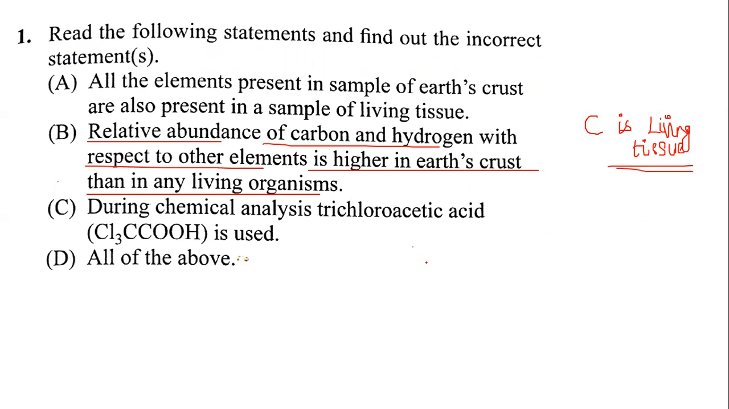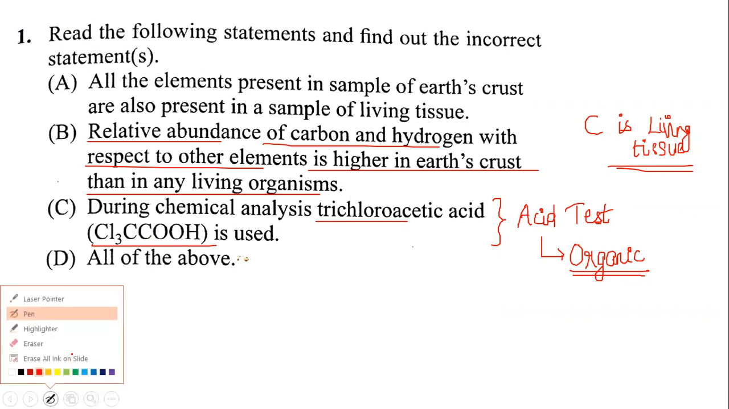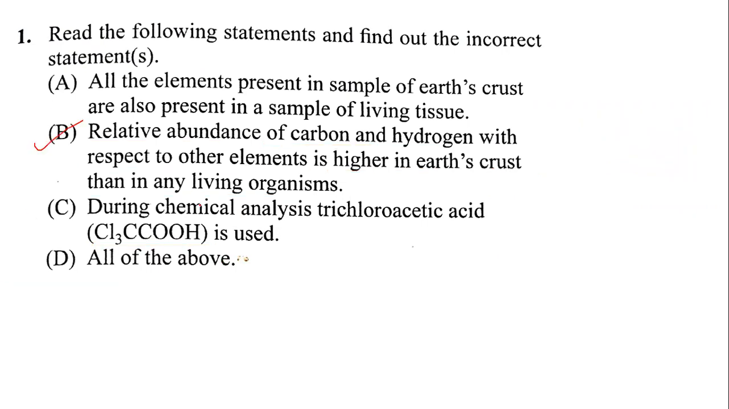During chemical analysis, what is this chemical analysis? Using this particular solution, it is the acid test. And what is the objective of the acid test? Acid test is used to find out the organic components present in the particular mixture or particular tissue. So for that acid test, you will use trichloroacetic acid. And all of the above. So the correct answer for this question, marking it once again for everybody, is option number B.